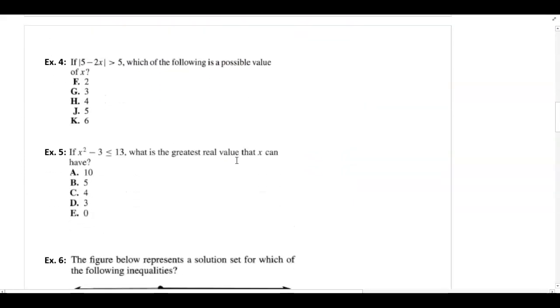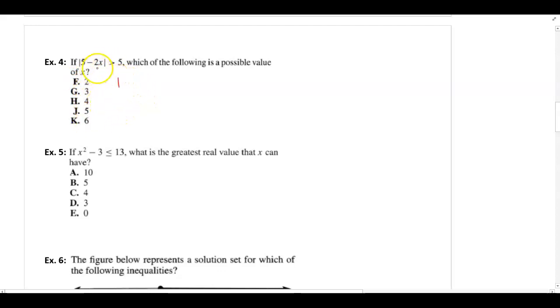Now, example 4. This is actually an absolute value inequality. The only reason I put this in here is to show you how to work backwards from the answer. So these are going to be tough for you. If you remember how to solve them, great. If you don't, here's what I recommend on these types of problems when you get there and you don't understand them. It says, if the absolute value of 5 minus 2x is greater than 5, which of the following is a possible value of x? Well, all I'm going to do is plug all of these values in to see which one makes that true.